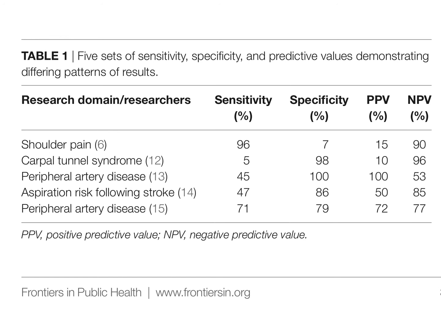For example, the shoulder pain screening instrument has very high sensitivity and very low specificity, but the positive predictive value is very low, but the negative predictive value is high. And almost conversely for sensitivity and specificity, the carpal tunnel syndrome test has very low sensitivity and very high specificity, but again has very low positive predictive value and very high negative predictive value. So they don't necessarily move in the same direction.